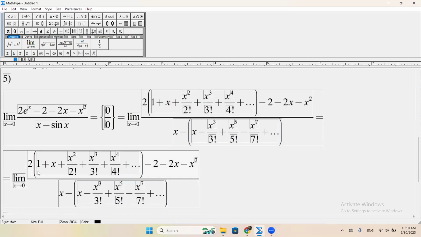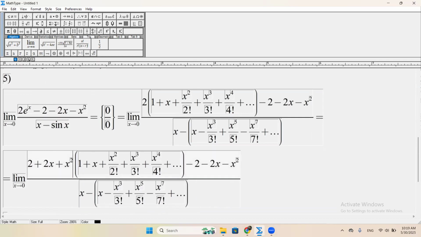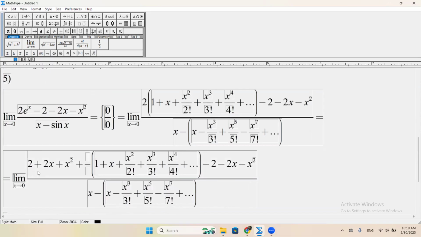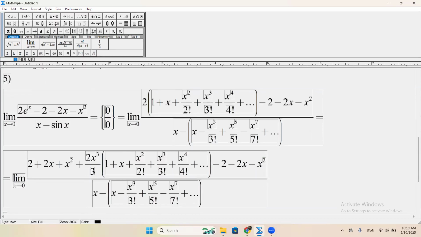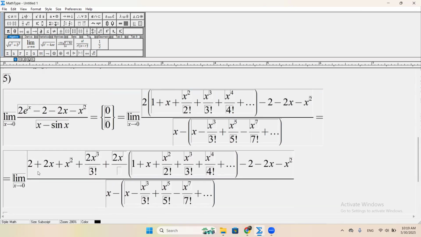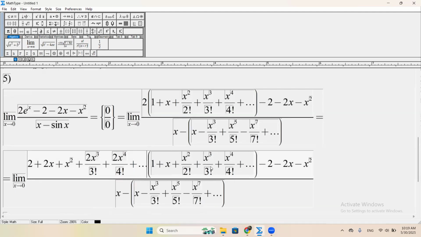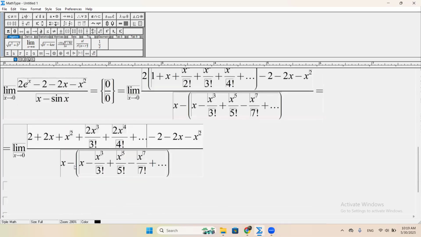So what will I receive? 2 plus 2x plus x square plus 2 plus 2x cube over 3 factorial plus 2x in power of 4 over 4 factorial, and so on. And minus this stuff. And here again, as well, expanding brackets, and here just changing signs.